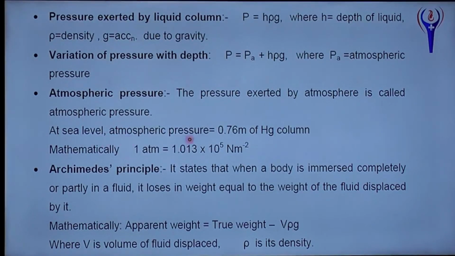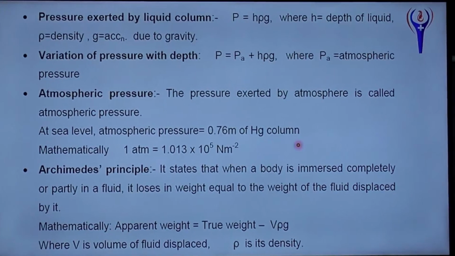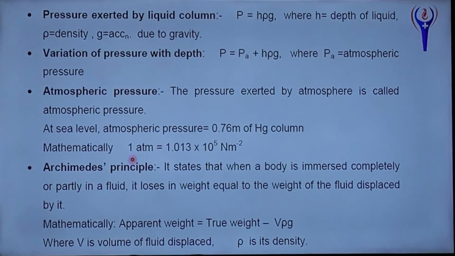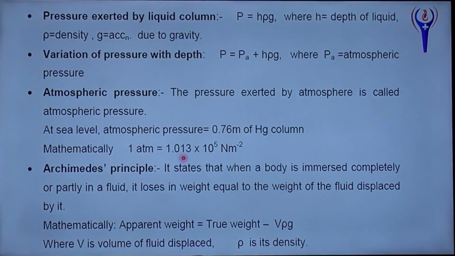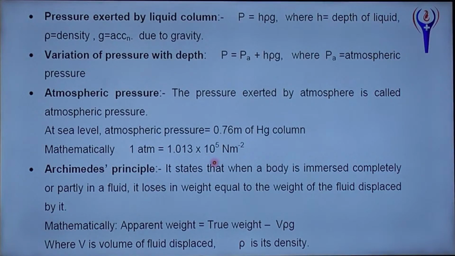At sea level, atmospheric pressure equal to 0.76 meter of mercury column. In olden days we used the mercury barometer as a device to measure atmospheric pressure, so we compare that with the mercury column. Mathematically, 1 atmosphere equal to 1.013 into 10 power 5 Newton per meter square or Pascal.